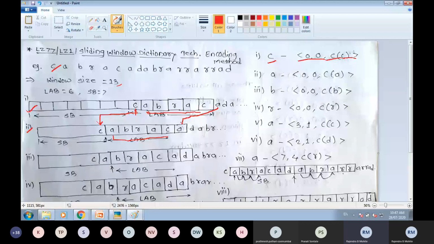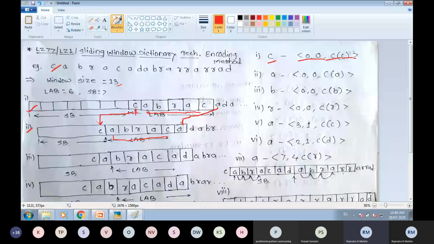You just compare these two windows. What do you understand? As I already said, initially you draw the sliding window. It consists of 6 places for the look ahead buffer and the remaining for the search buffer. Initially no symbol has been encountered, so the first 6 alphabets from your sequence are placed at the look ahead buffer, and based on that you calculate the triplet. My first alphabet is C.